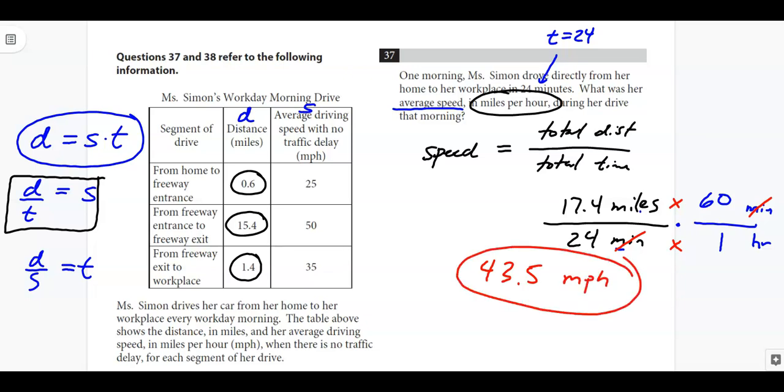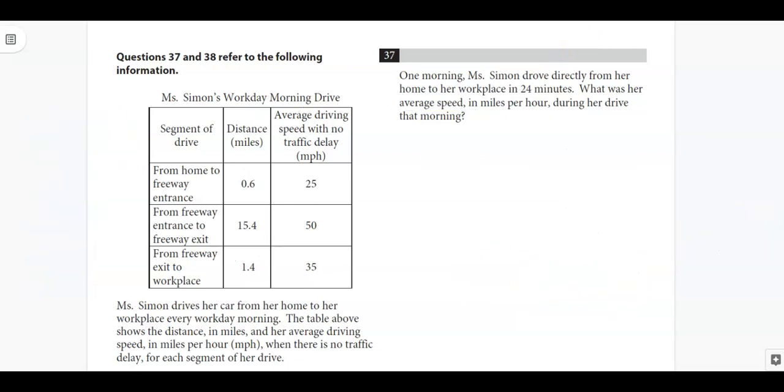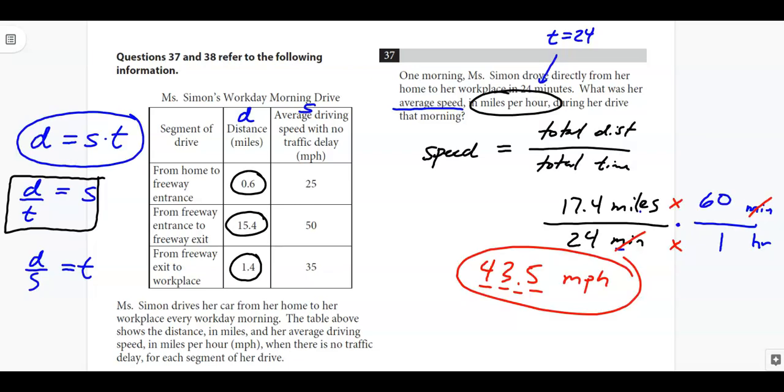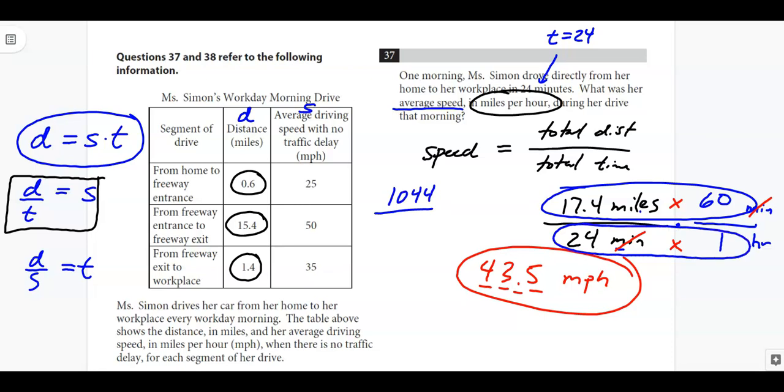So you have 4 slots on the SAT, so you're going to bubble in 4, 3, the decimal point, and then the 5. All right, one thing I want to point out just to make sure on this one is that when you multiply this top number, you're going to get 1,044, but then you do have to remember to divide by 24 times 1, which is 24. So that's where we got the 43.5. Don't forget to divide by that bottom.